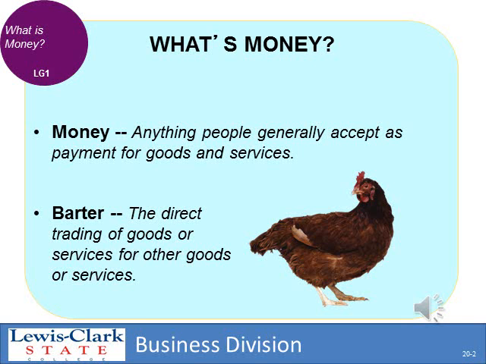Money, as this slide tells us, is anything that people will accept for payment for goods and services, and that might be a US dollar, it might be a Bitcoin. Back in ancient times, it was huge rocks or seashells. Barter, on the other hand, is the direct exchanging of goods and services. So I'll paint your house, and in return, I'll expect you to repair my car.